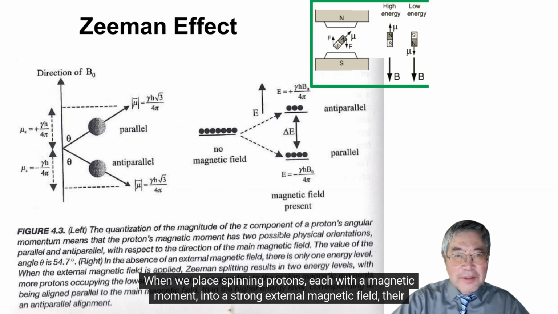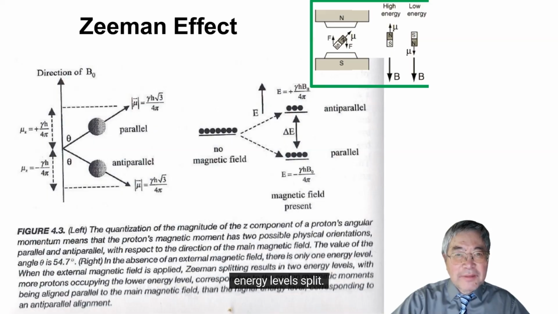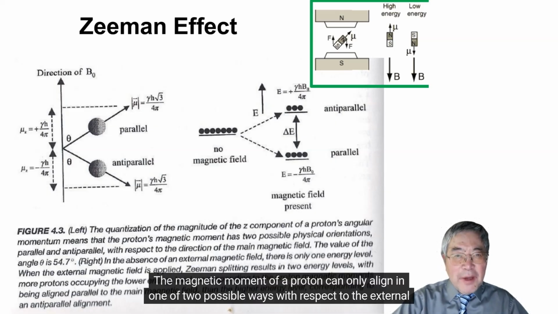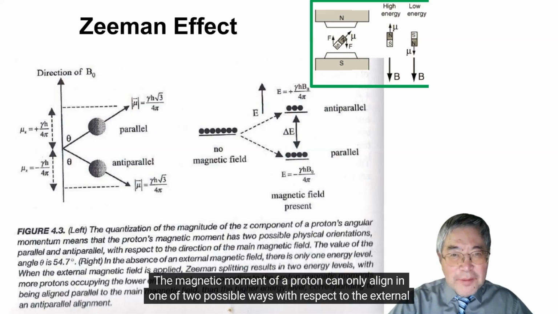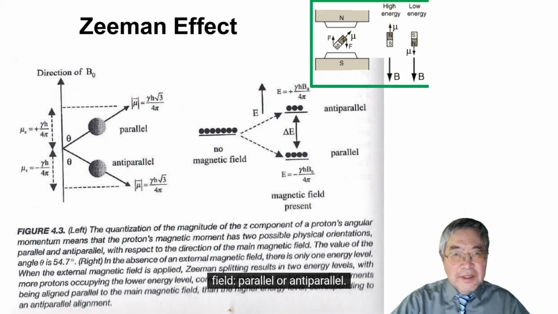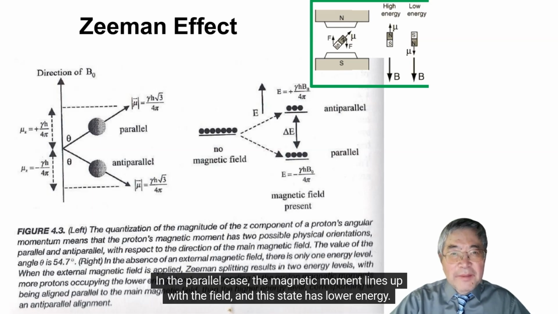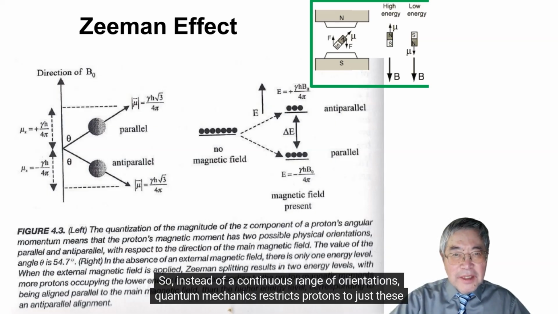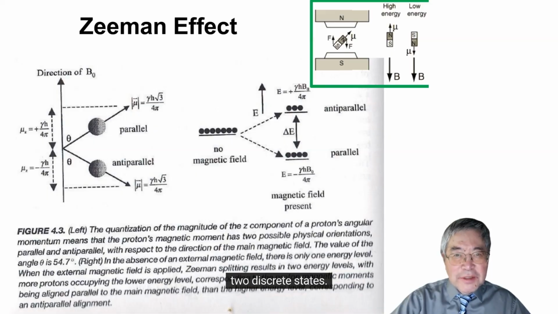When we place spinning protons, each with a magnetic moment, into a strong external magnetic field, their energy levels split. This phenomenon is called the Zeeman effect. The magnetic moment of a proton can only align in one of two possible ways with respect to the external field, parallel or antiparallel. In the parallel case, the magnetic moment lines up with the field and this state has lower energy. In the antiparallel case, the magnetic moment points against the field and this state has higher energy. So instead of a continuous range of orientations, quantum mechanics restricts protons to just these two discrete states.